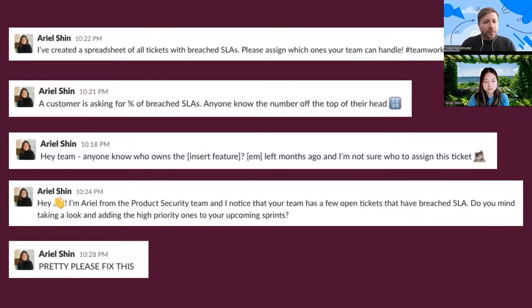Hey team, who knows anybody who owns a specific feature? This person has left months ago and now nobody is working on any of that. And continuing on, as you can see, the theme is pretty common. Eventually, going down to the last message there, which is, let's call it nicely, really asking for somebody to fix a vulnerability.